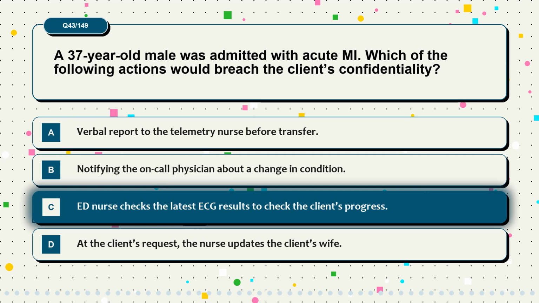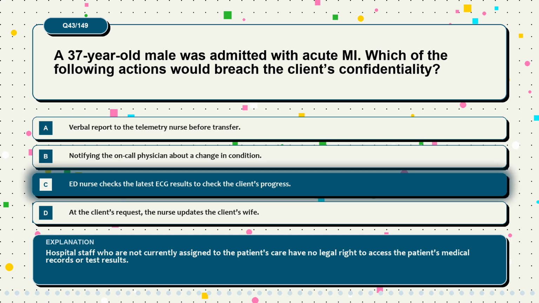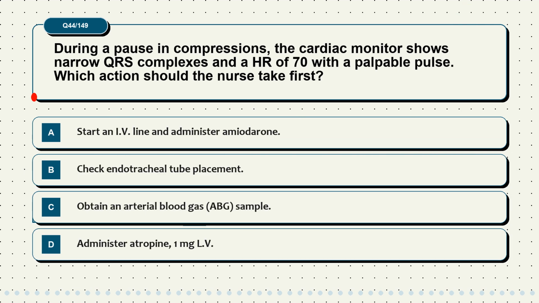The correct answer is option C. ED nurse checks the latest ECG results to check the client's progress. Hospital staff who are not currently assigned to the patient's care have no legal right to access the patient's medical records or test results. Question 44.